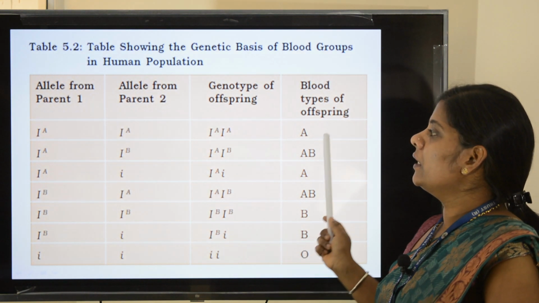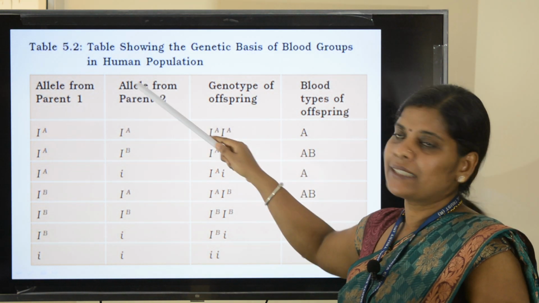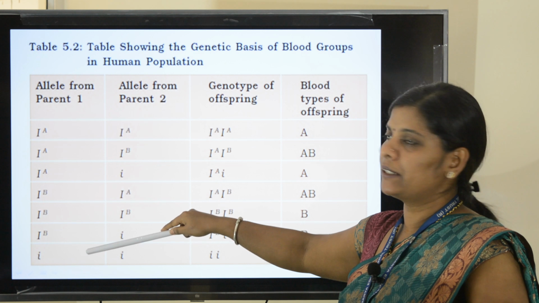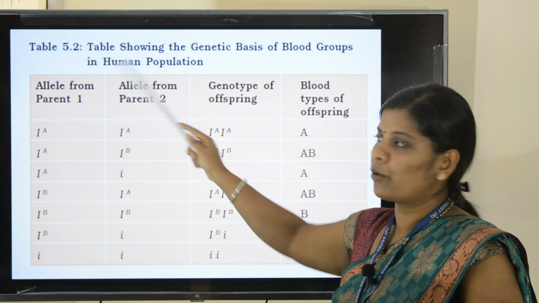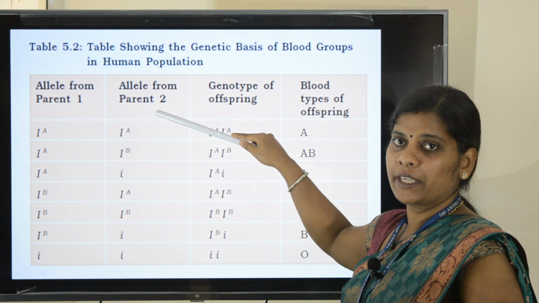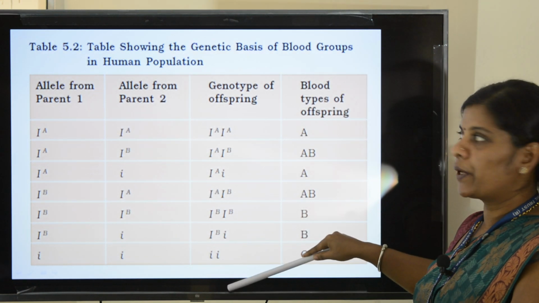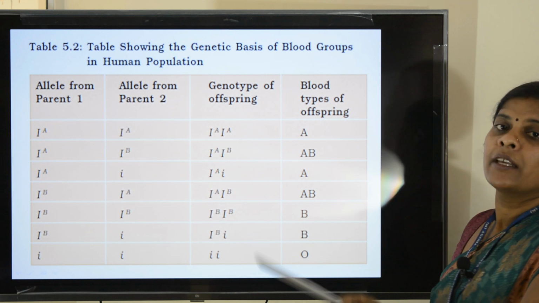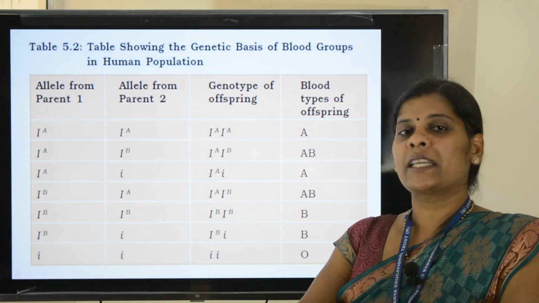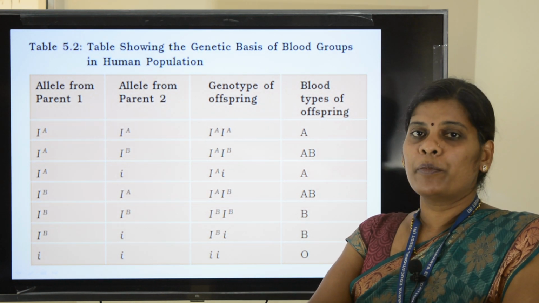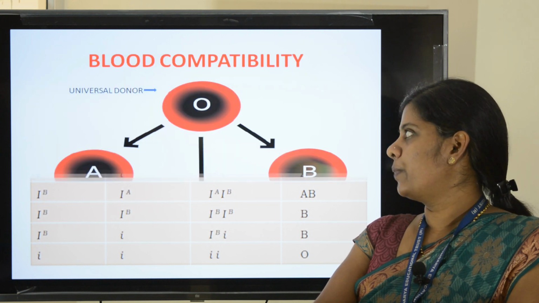This is a table showing different types of alleles contributed by the parents. You can consider it as father or mother, parent 1 and parent 2, and here possible genotypes of the offspring and phenotypes of the offspring. This table can be used to solve the problems regarding blood grouping.